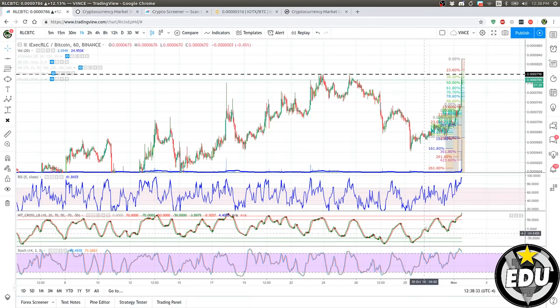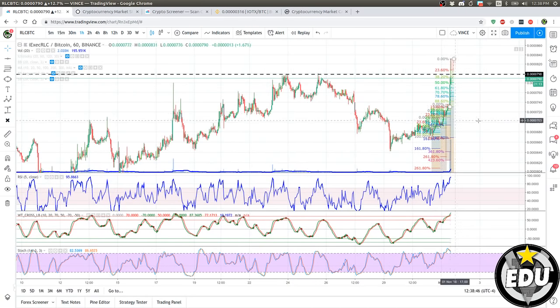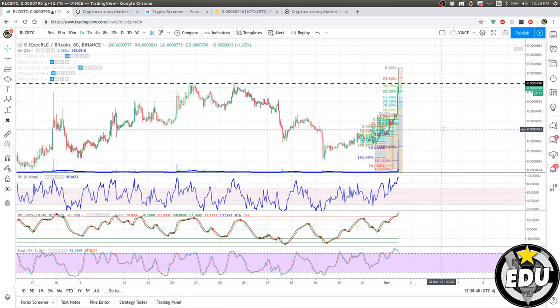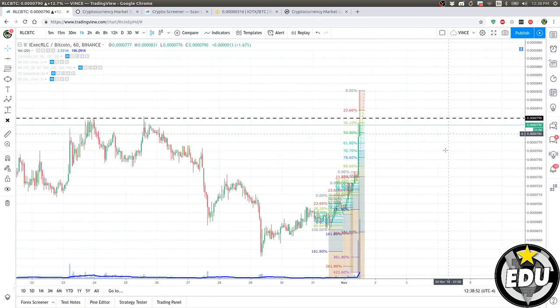Look at all the indicators on the hour, they're very, very high. RSI is on the moon and stochastic too, dropping, hit resistance. So if we want to enter this trade, we have to wait for a pretty good retrace.